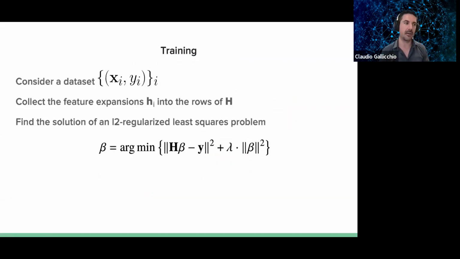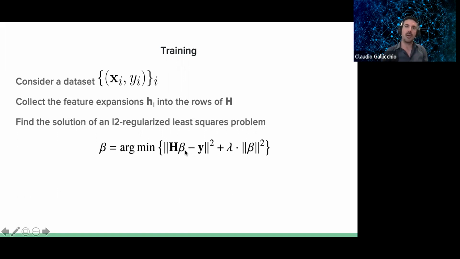But then you see the training is much simpler in this case, because for doing the training, we just consider couples of x, y. Then what we need to do is collect the feature expansions using the random features that I mentioned, h_i, and concatenate them into a matrix, capital H. Then we find the solution of an L2 regularized least squares problem. So we want to find a solution of a problem that is indicated in this way, where we have used this form of regularization here.